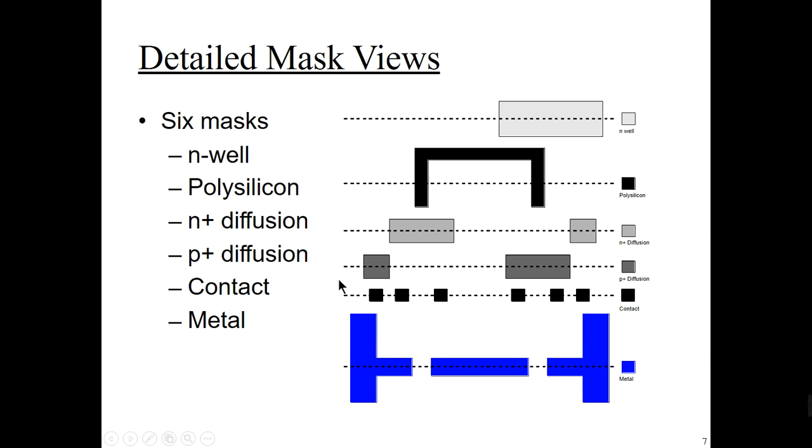And detailed masks used: what are the different types of masks we are using in the fabrication process? We can list out all of these. So in total we have 6 masks. Those are N-well, polysilicon, N-diffusion, P-diffusion, contact, and metal. Okay, these are all of them.